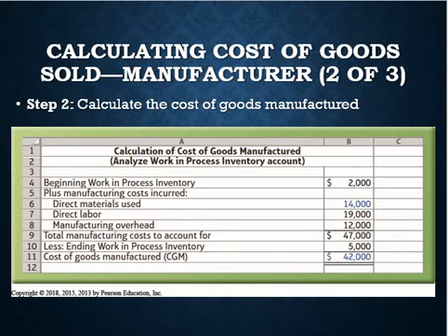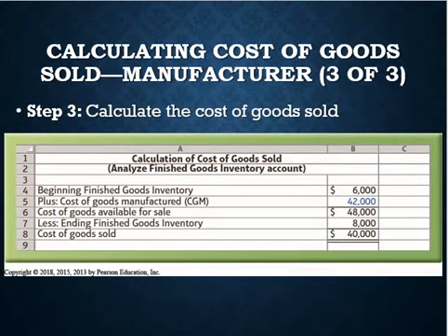Well, you'll have to start with your beginning work in process. Then you'll add in your direct materials used, direct labor, and you will get your total manufacturing cost. You'll subtract out your ending work in process, and that will give you cost of goods manufactured. Yes, I did go over this rather quickly. The reason being is that I'm going to have a separate video to show you how to do this.